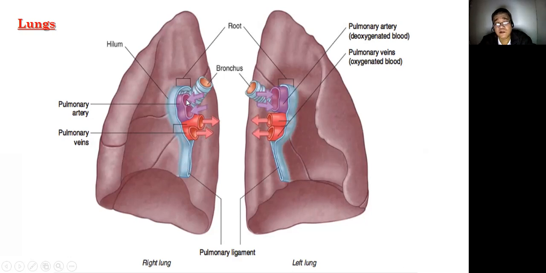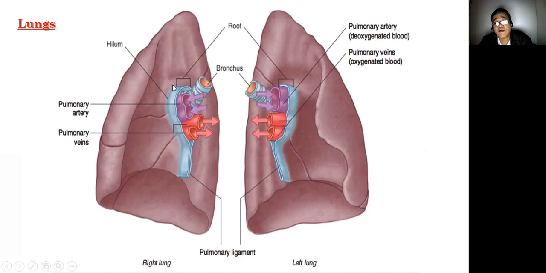Now, that portion extending from the hilum up to the bifurcation of the bronchus, that consists of the bronchus, the pulmonary artery, and pulmonary vein, wrapped by a cuff of the parietal pleura, is known as the root of the lungs. So the root of the lungs enters into the hilum of the lungs.